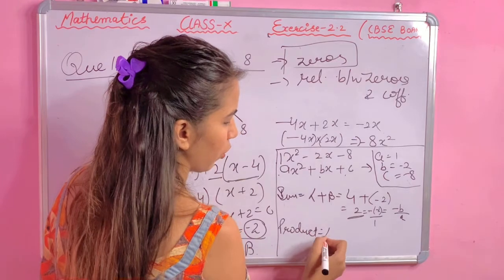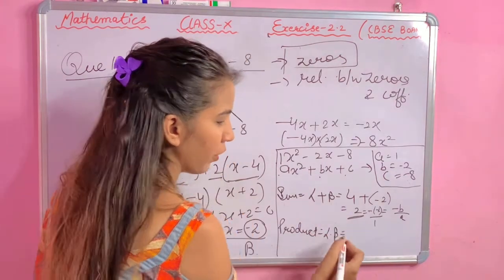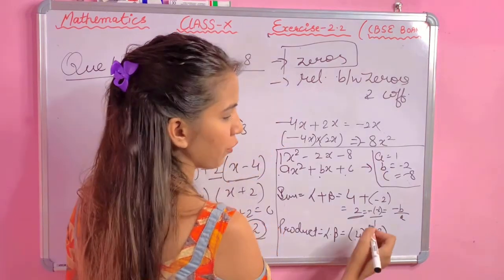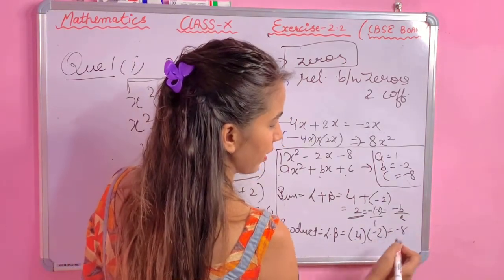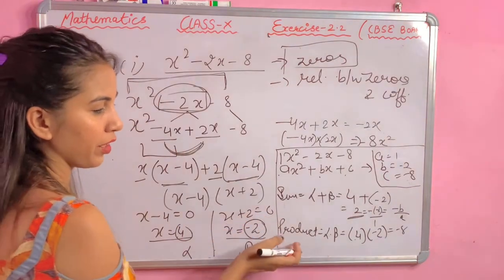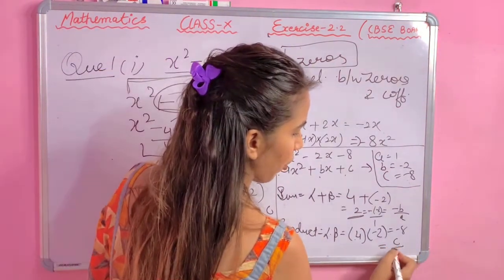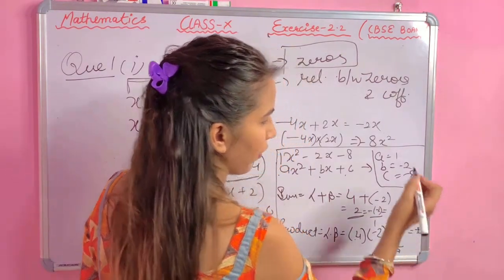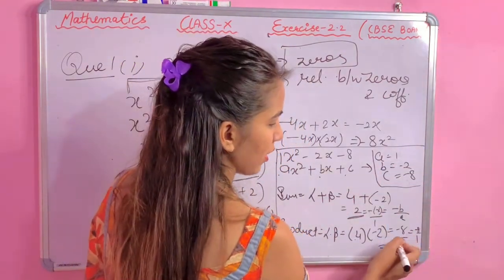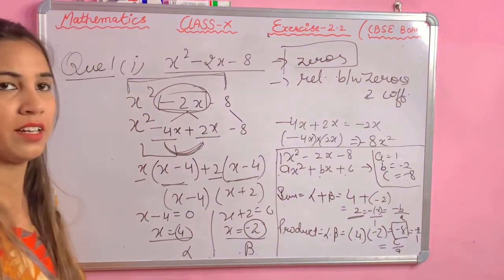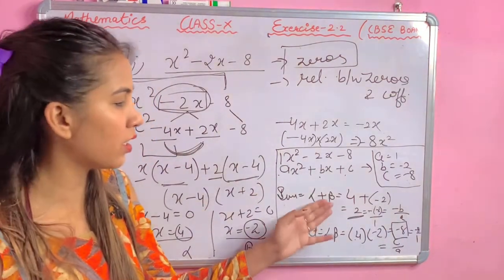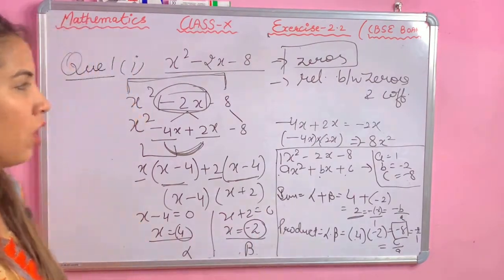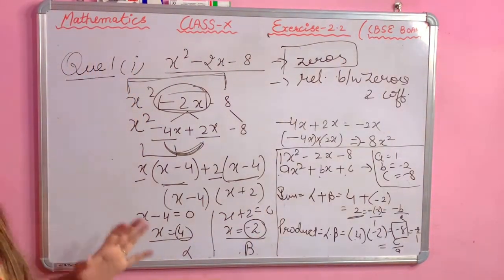Now the product. In product we know alpha dot beta. Alpha is 4 and beta is minus 2. After multiplying we'll get minus 8, and we already know that the product relation is c upon a. Here the value of c is minus 8 and the value of a is 1. So the answer is automatically minus 8. Like this we can find the relationship, and in other questions also we'll do the same thing.